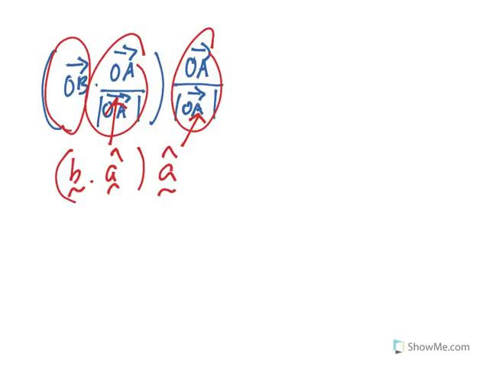OA. No, because hat usually we use for free vectors, for direction vector. We don't use it for position vector. If you want, you can do this at the start. You can say let the direction vector of OB be B.